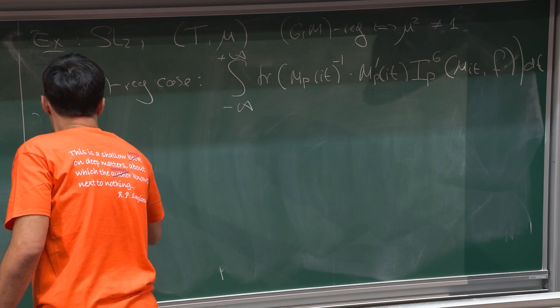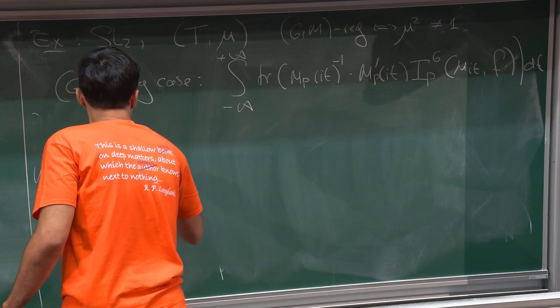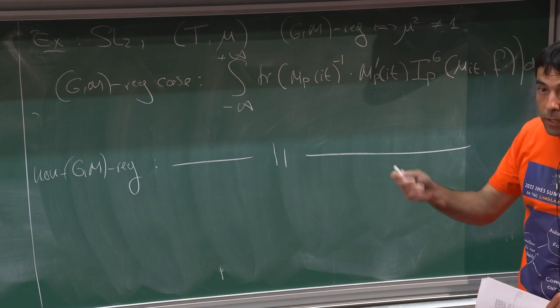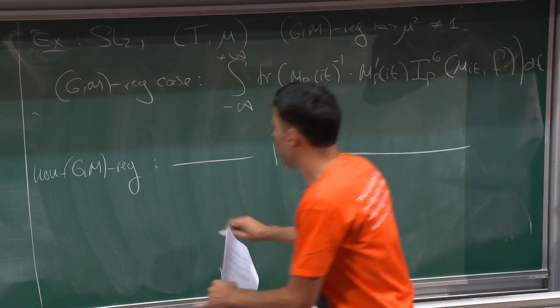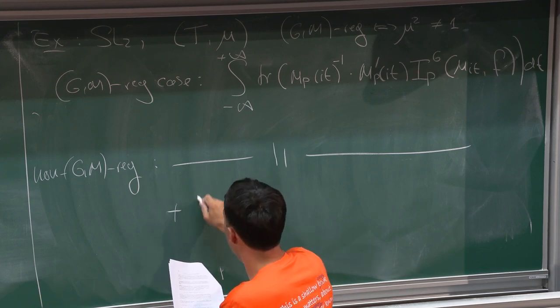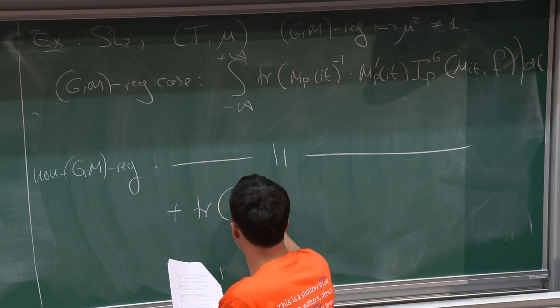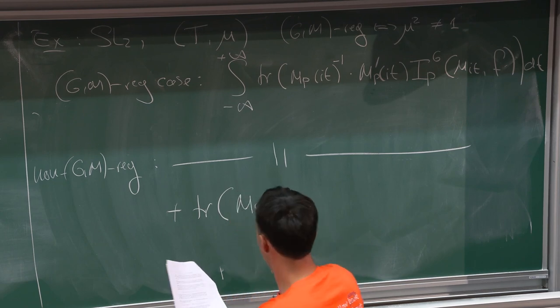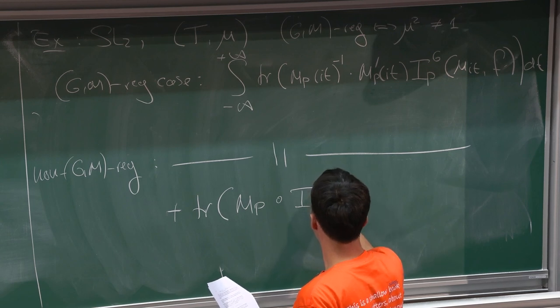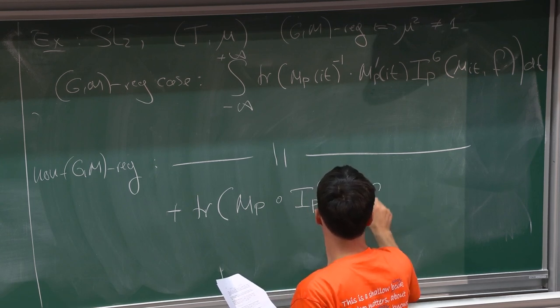What about the non-GM regular case, for which I haven't given you a formula yet? It's the same thing. Let me not write it again. Plus an additional contribution. And the additional contribution, there is a certain positive constant in front, let me forget about it, times the trace of the self-intertwining operator combined with the parabolic induction.